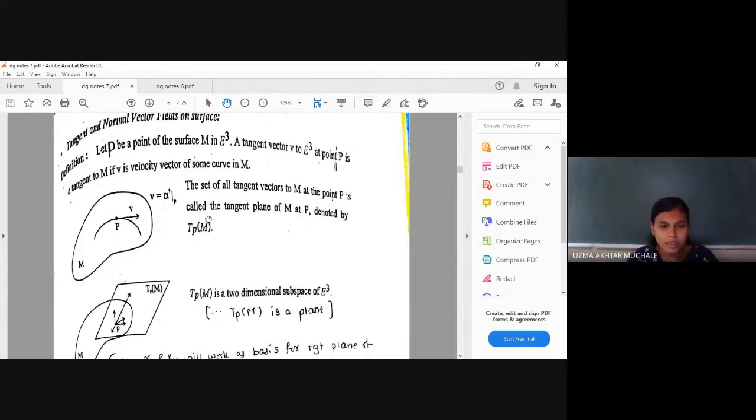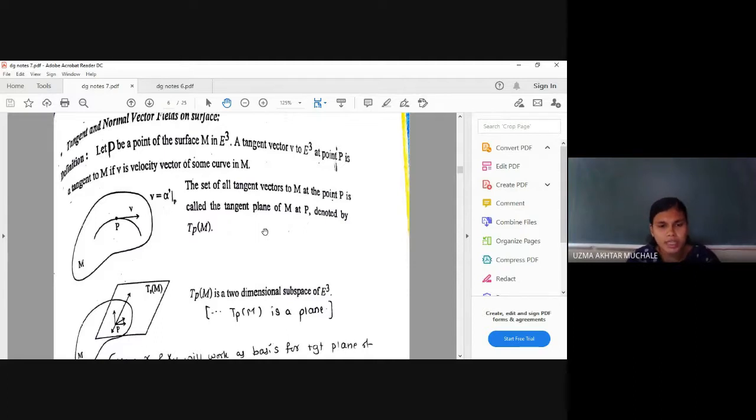So instead of having E3 here, we have written a surface M. So we have just restricted our domain. That is, instead of having the tangent vectors at every point of the E3 space, we have specified tangent vectors simply on the surface M. So we have to find out the tangent vector at every point of the surface M. The set of all tangent vectors to the surface M at a point P is called a tangent plane or tangent space, we can call.